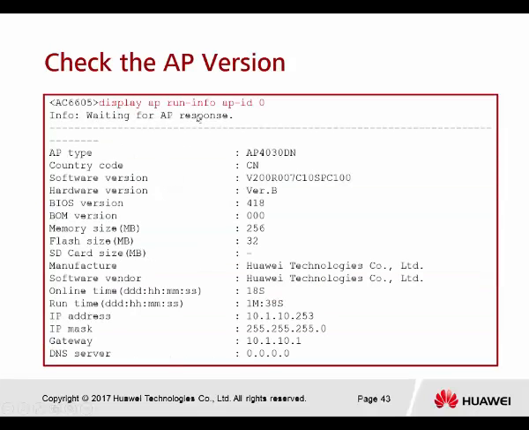Display AP run info AP ID 0. So right now I just want to check all the information of a specific AP. This is my AP ID number 0. So I know what model they are using right now. Okay, the country code, the software version, you can check from here. If the software version is already outdated, go try to upgrade. Okay, they show you the BIOS version, the manufacturer, the software vendor, the uptime, IP address, gateway, DNS.